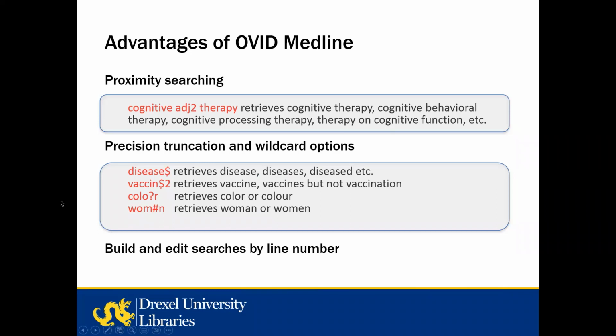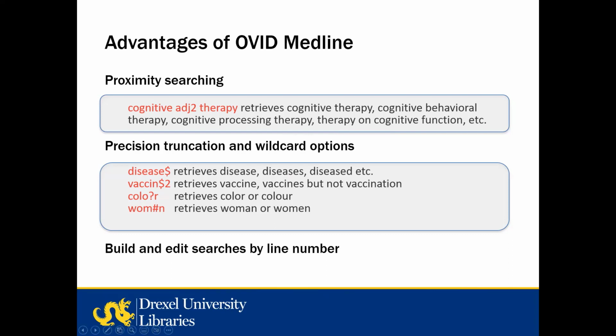So in this example, we use the ADJ, or adjacency operator, but we actually specify that we want cognitive and therapy to occur up to within 2 words of each other. So that's going to retrieve cognitive therapy, as well as cognitive behavioral therapy, cognitive processing therapy, and even therapy on cognitive function, because it doesn't necessarily matter the order of those terms.